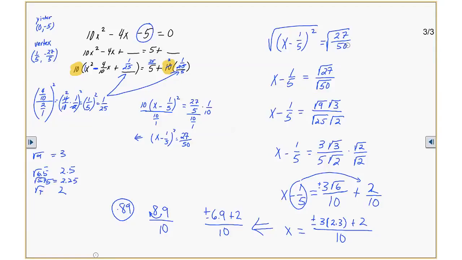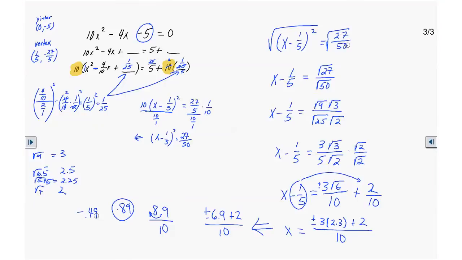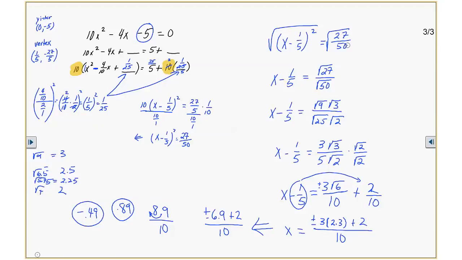What's negative 6.9 plus 2? You owe somebody $6.90. You've got 2 in your pocket. You owe them what? $4.90. So that's negative 0.49. Now, my numbers may be off a little bit, but what am I going to be doing? I'm going to be sketching. So am I worried that I'm the width of a pen or pencil lead off? No. I just want to sketch the graph so I know what's going on with the graph.